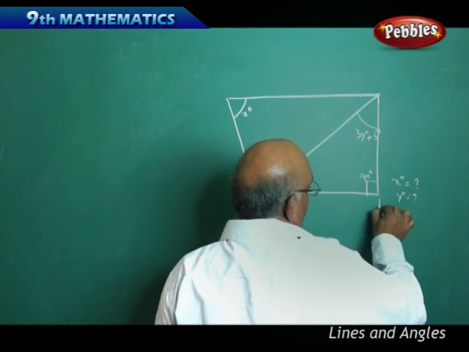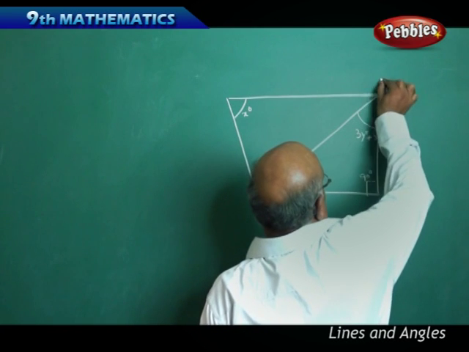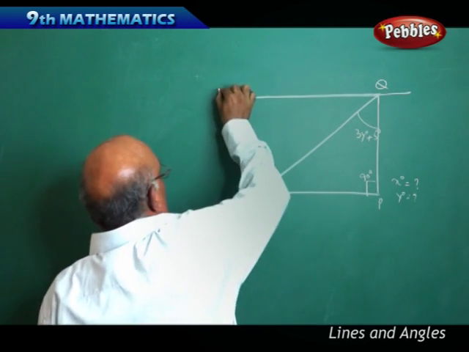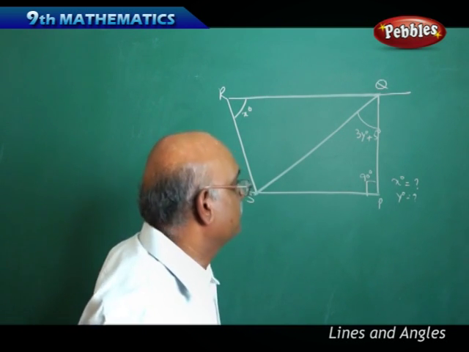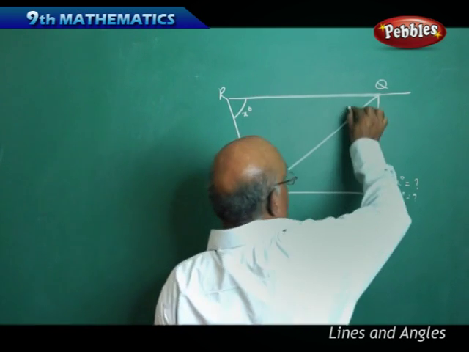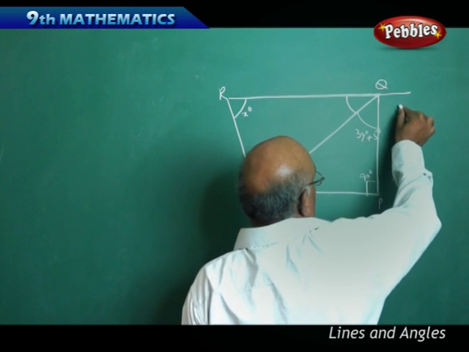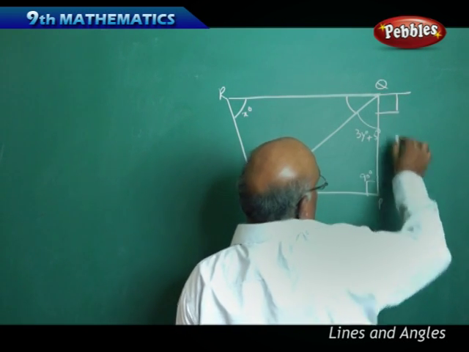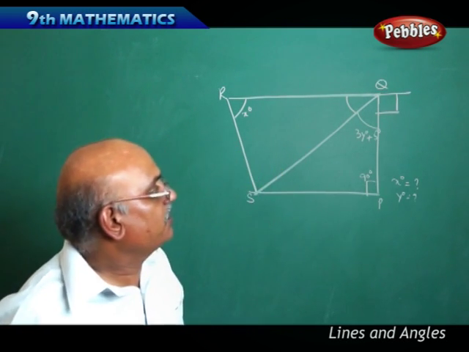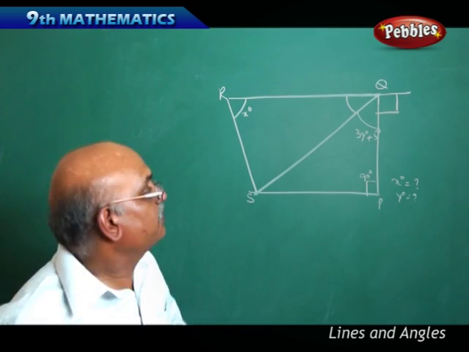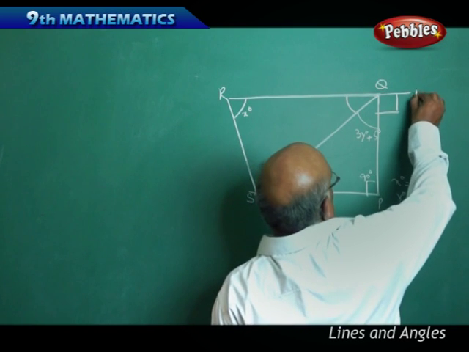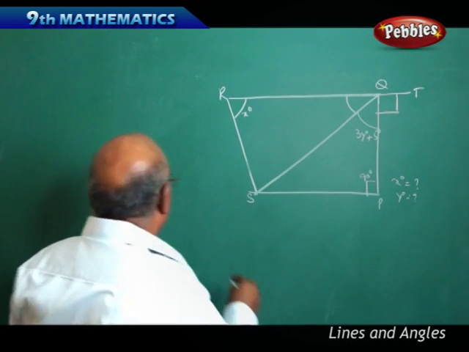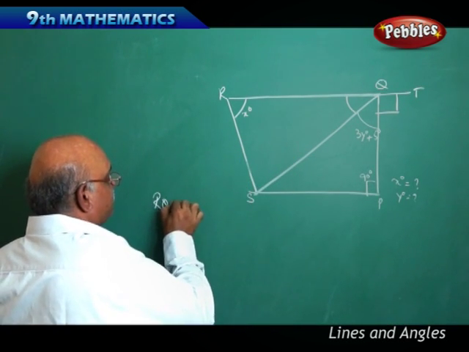Let us name them. P, this is Q, this is R, this is S. Now, if you see, this angle plus this 90 degrees will give you totally 180 degrees, because it is going to be a straight line. Let us call it RQT. RQT is a straight line.